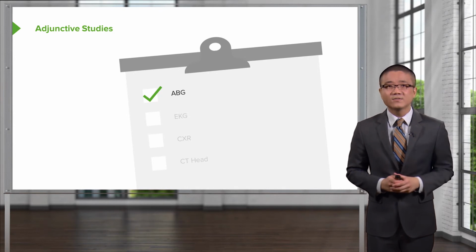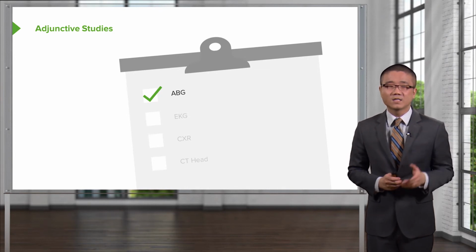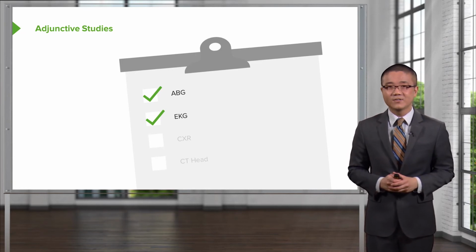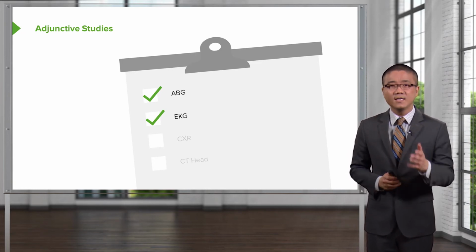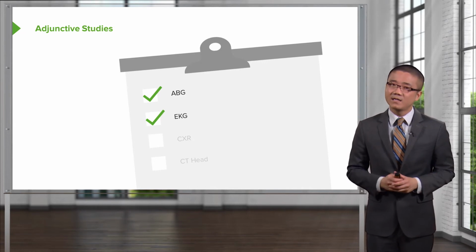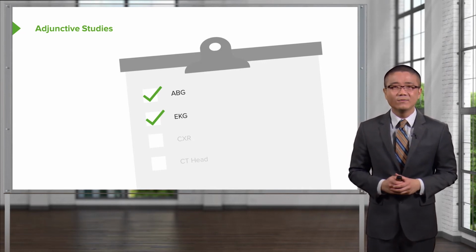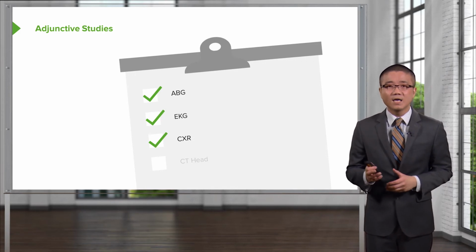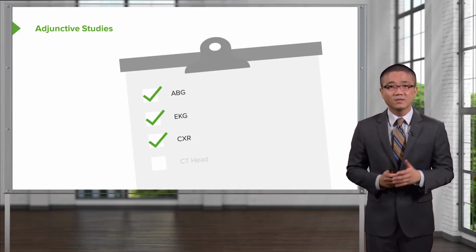Are there any adjunctive studies that we should get? Well, we talked about an ABG. Maybe hypoxia is the reason why the patient has mental status changes. An EKG. An EKG may tell us whether or not the patient has had a myocardial infarction. Chest x-ray may explain why there may be a hypoxia, or maybe there's an infection that's causing the patient to have mental status changes.